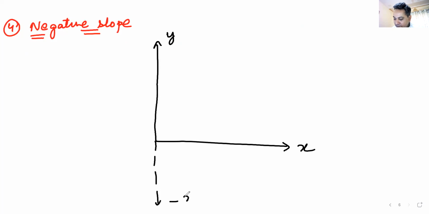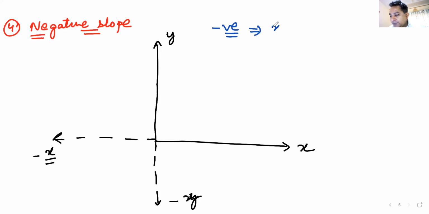This is minus x. This is minus y, and this is minus x. How will a negative slope graph look like? Right. So for a negative slope graph, yes, Atulya, you are correct. For a negative slope graph, what should happen? If x increases, y should decrease. Or I can say that they are inversely proportional in some ways. When you increase the value of one quantity, the other quantity decreases.